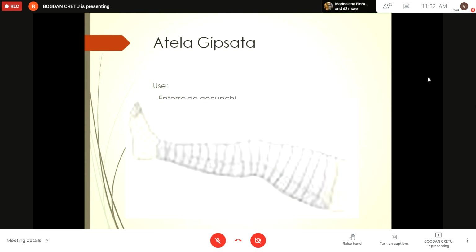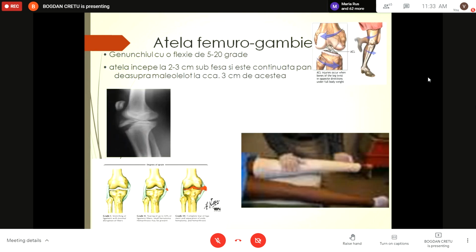The splint. The splint could be used in knee sprains when the knee is too swollen to use a normal cast. Then we use a splint, a femoral-gambier splint or a femoropodal splint. Again, the knee should be in 5 to 20 degrees of flexion. The splint starts about 2 to 3 centimeters below the buttocks, and it goes on until 3 centimeters above the malleolus.